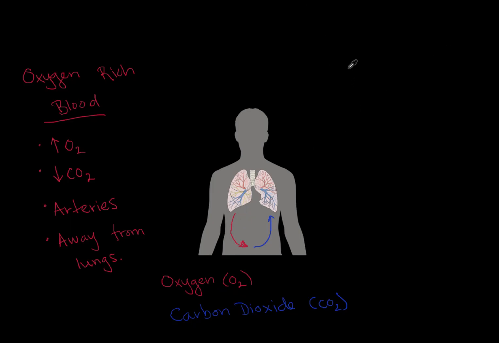And the other type of blood is oxygen-poor blood. And oxygen-poor blood has low levels of oxygen in it. It has quite a high level of CO2. And this blood travels through blood vessels called veins. And these veins usually carry the blood towards the lungs.